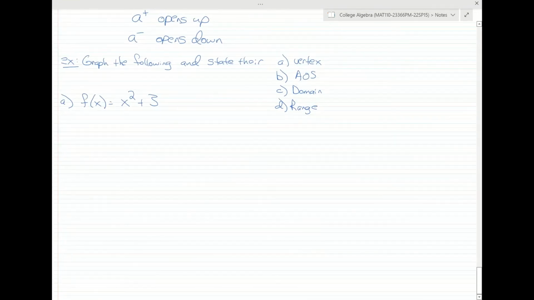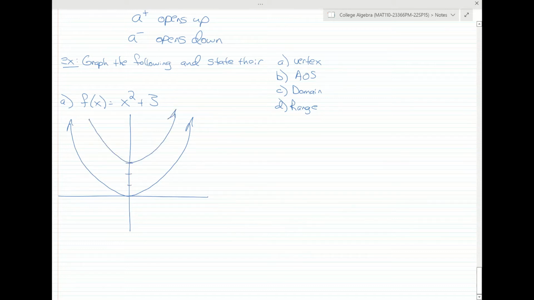So the normal parent graph looks like this. That's what it is normally. We're just going to draw the graph up 3. That's all there is to it. Sometimes you move it left, sometimes you move it right. It looks like the vertex was 0, 0. Now it looks like it's 0, 3. The axis of symmetry is always just going to be x equals this number.